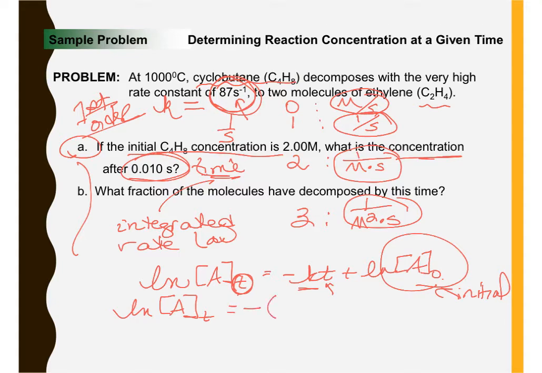They gave us K. They told us it was 87 inverse seconds. And we know the time. They asked us to find the concentration after 0.010 seconds. You can see your units cancel. Be really careful that the units for the rate constant and the units of time match, so they do cancel. Plus natural log of the original concentration of A, which was 2 molar. And that's it. That's just plugging and chugging. So let's go to the next page and see it in a little bit neater format.